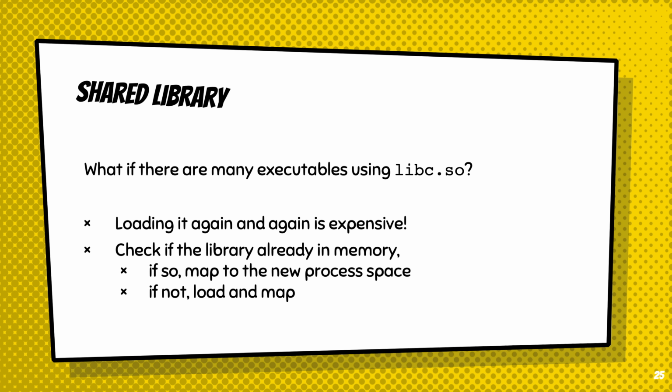Well, it turns out that loading it is very expensive, and the operating system tries to optimize it. The way that an operating system optimizes it is to check if the library is already in memory. If so, it will just map that memory into the new process space. If not, it will load the shared library first and then map the loaded result into the new process space.